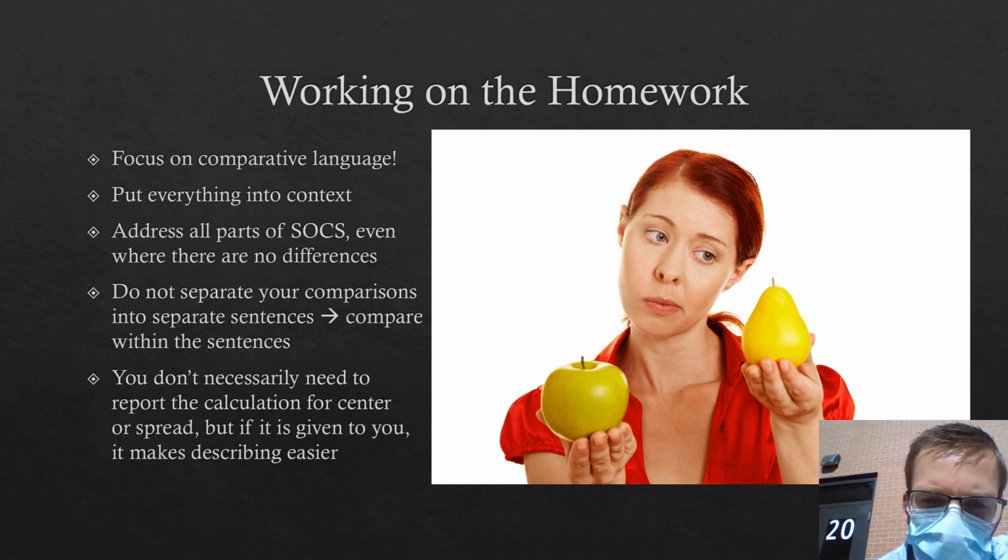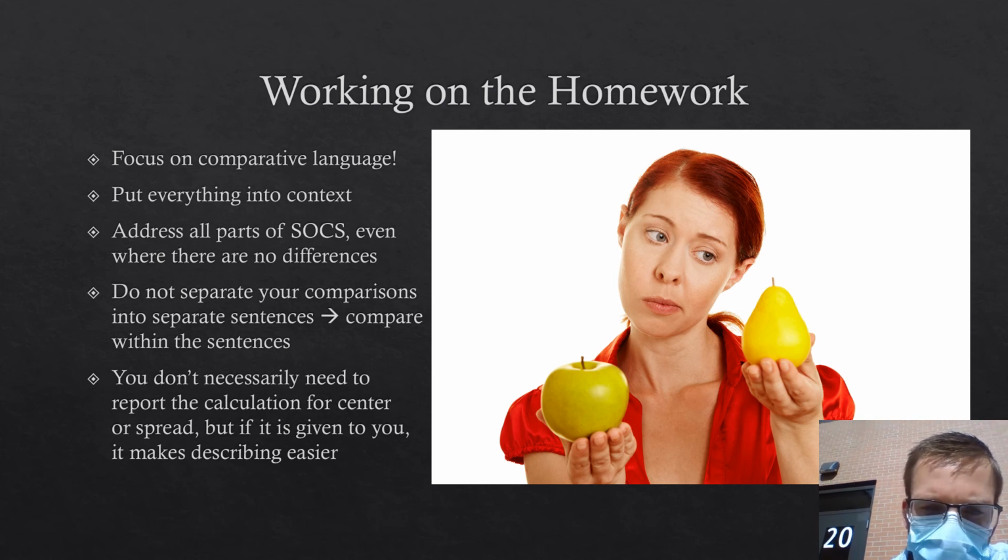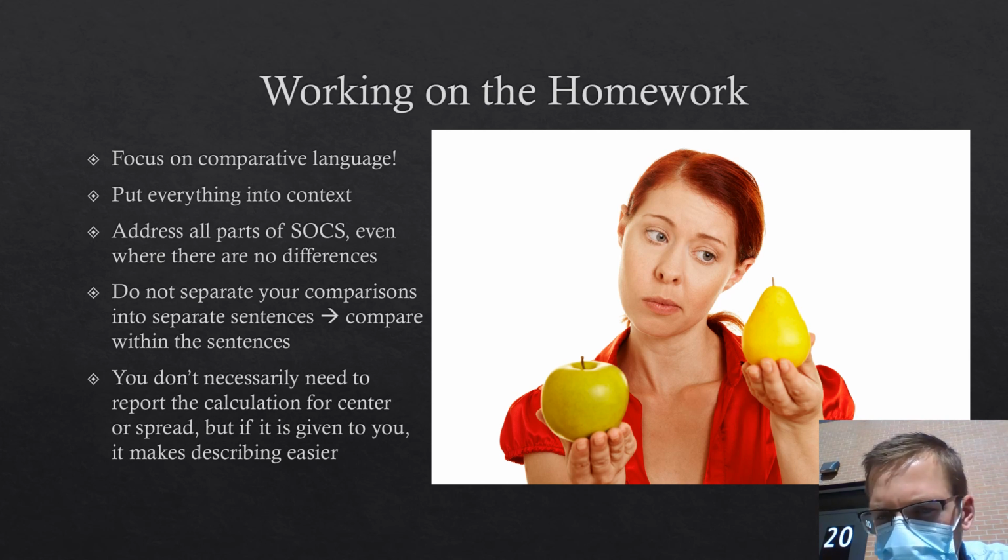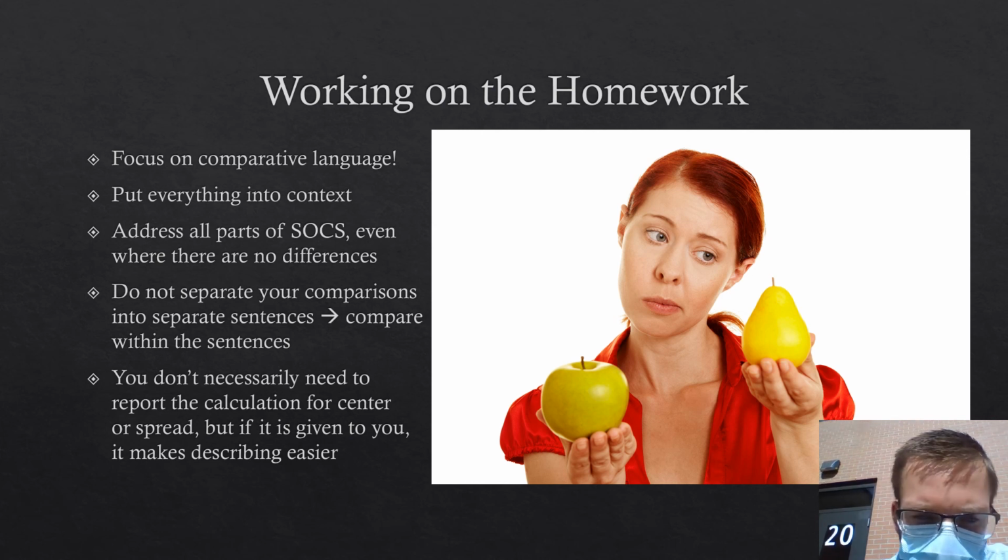Also, don't separate your comparisons into separate sentences. I would say compare them within the sentences. So for example, don't just say the median of this one is 50. Then in another sentence, the median of this one is 40. You want to use that comparative language, saying the median of the first distribution is at 50, which is greater than the center of the other distribution, which is 40. So again, using that comparative language, putting that all into one sentence.